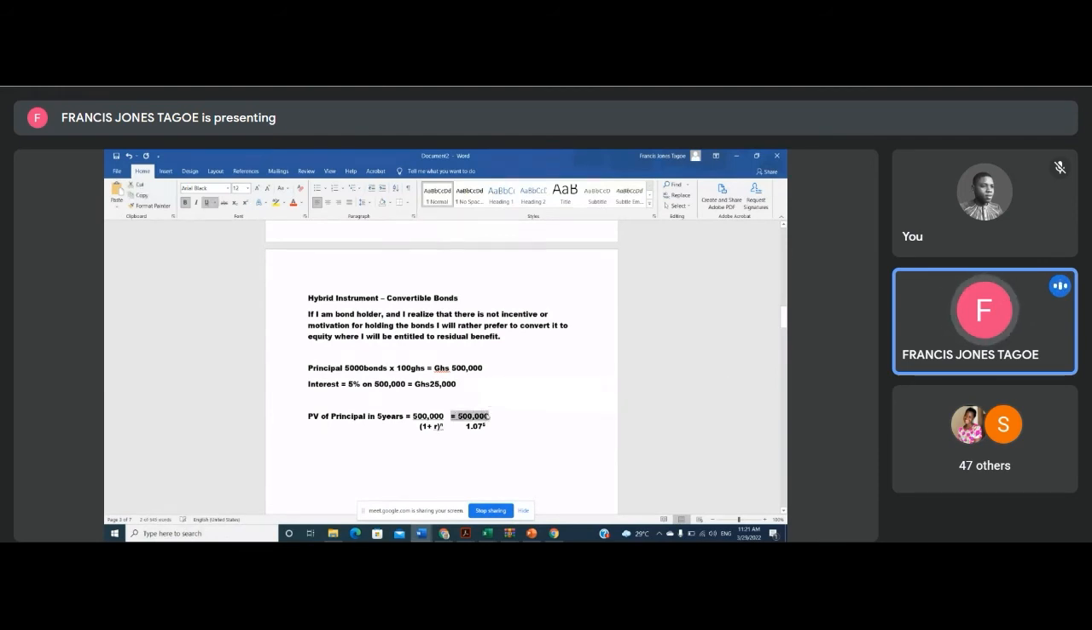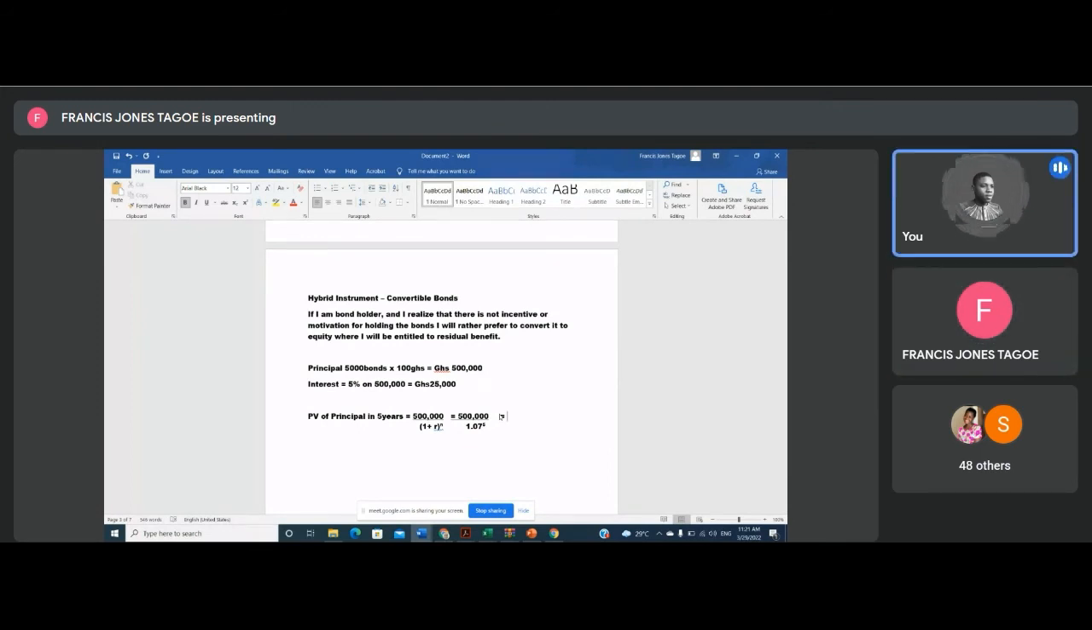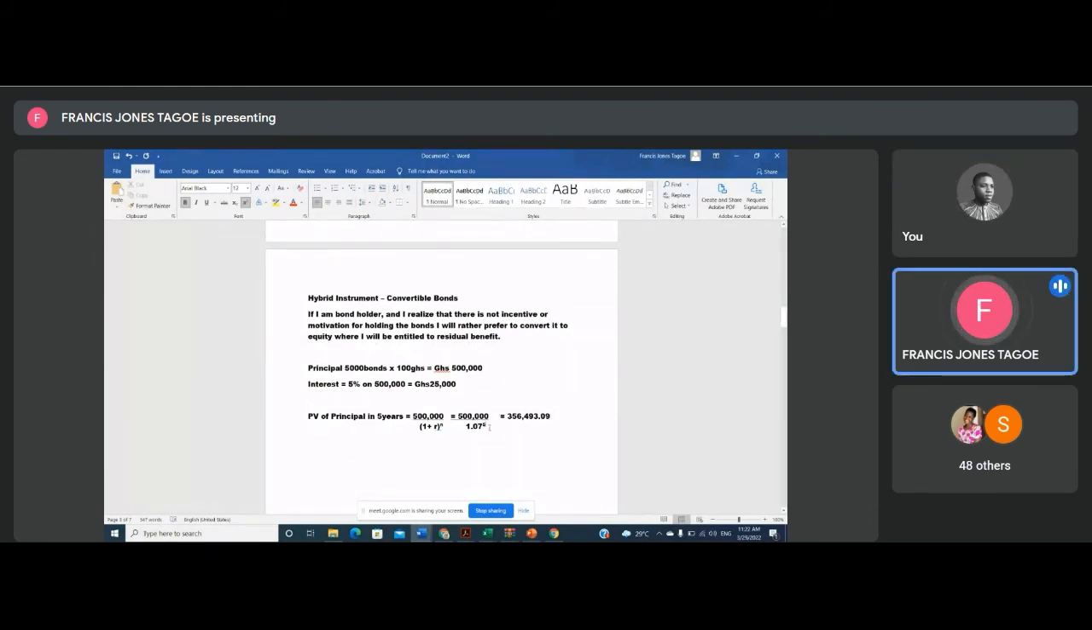raised to the power n, which is 5 years. So what are we going to get? Can somebody do 1.07 for us? 1.07 raised to the power 5, and then 500,000 divided by that. What are we getting, guys? 356,493.09. Great. So you see that I am giving you my 500,000 now, but you return that principal to me in 5 years' time. The present value of the 500,000 I will get in 5 years' time is 356,000.